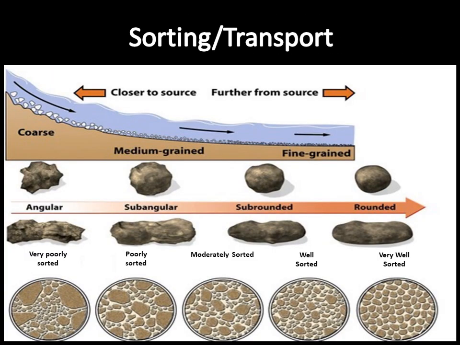This diagram nicely shows some characteristics on transport, sorting, and rounding of the materials. We can see that the coarser sediment is usually found closer to its erosional source, and fine-grained sediment is found farther away from its source. Material becomes more and more sorted the farther away from the source it is transported. Particles also become more rounded the farther away from the source they travel. Let's take a look at some examples of clastic sedimentary rocks.